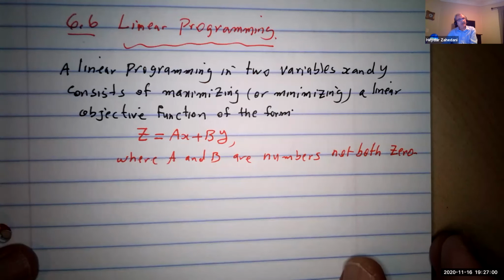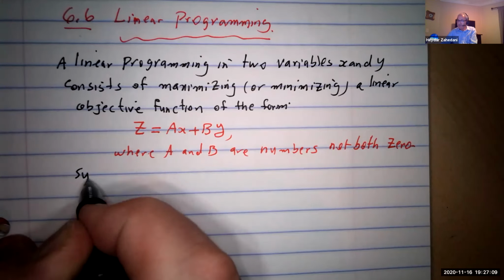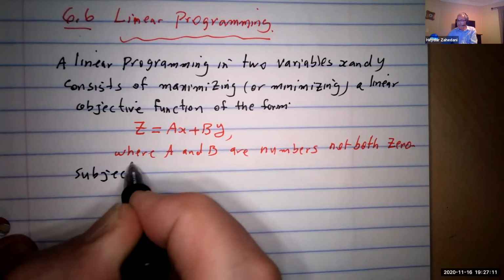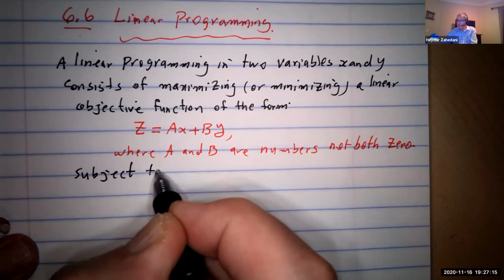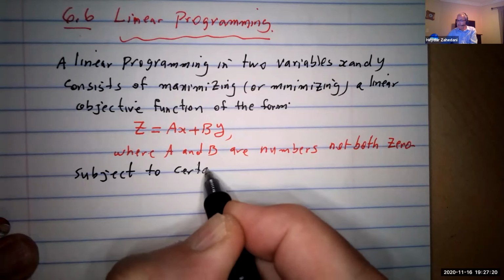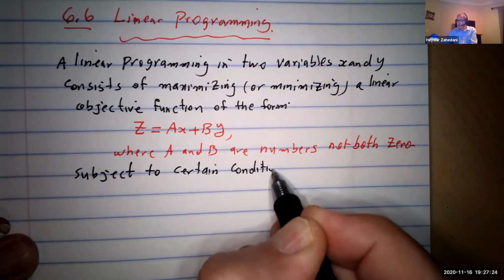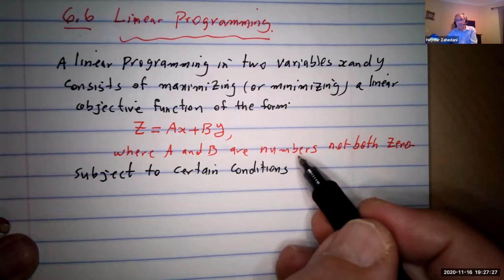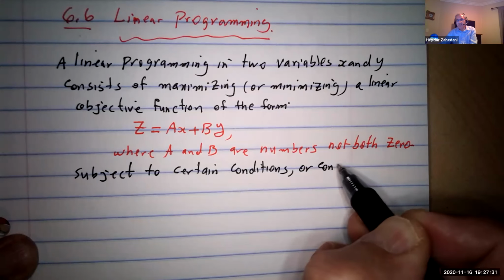So we want to maximize this function, z equals ax plus by, under the given condition. We say subject to certain conditions. We want to maximize or minimize it subject to certain conditions or expressions that we are going to use, or constraints.